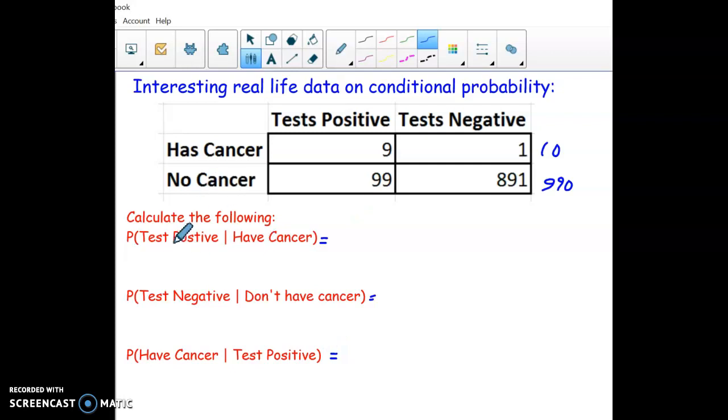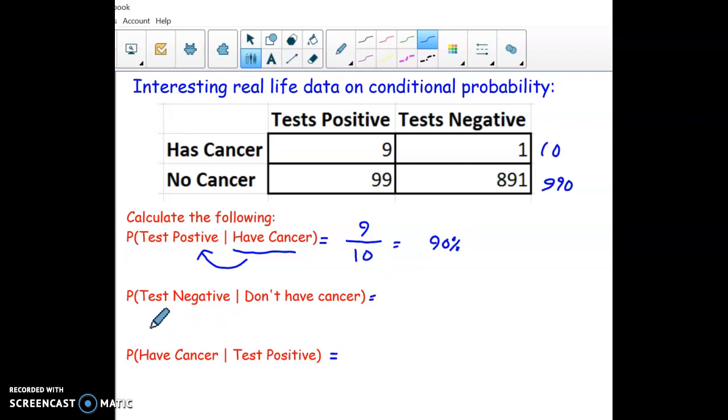Okay, so probability you test positive given that you have cancer. Remember that this is going to be your denominator. So here we're looking at only the cancer people. So that's just 10. And out of those 10 that have cancer, the ones that will test positive was 9. So here's your 10 cancer people, and 9 of them tested positive, meaning the test is about 90% accurate.